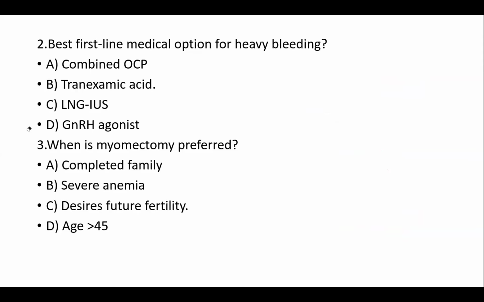Sharanya, what is the answer? LNG-IUS, ma'am. Here, because in the question I have mentioned that a 4 centimeter fibroid is there, that's why you should go with tranexamic acid here. Okay, ma'am. Got it? Yes, ma'am. When is myomectomy preferred? Anisha, when is myomectomy preferred?